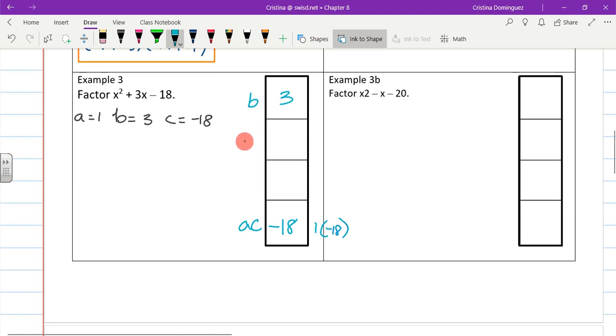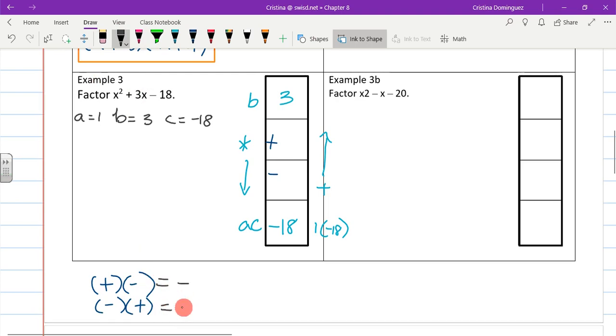So I need two numbers that multiply to be negative 18, and add up to be 3. Because I have a negative on the bottom, I automatically know about my signs. In order to multiply to be a negative, I have to have different signs, whether it's positive times a negative or a negative times a positive. Either way, I end up with a negative, so it really doesn't matter. Since I have different signs, I want the difference. Different signs, difference.